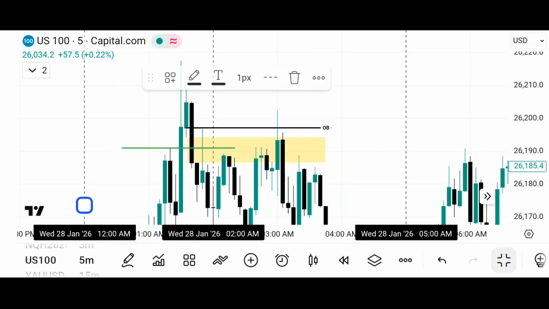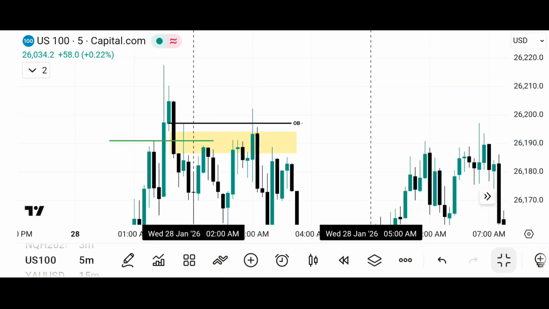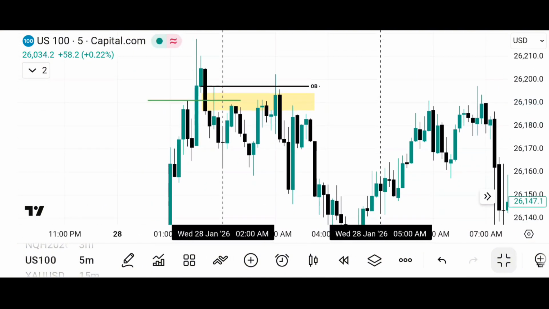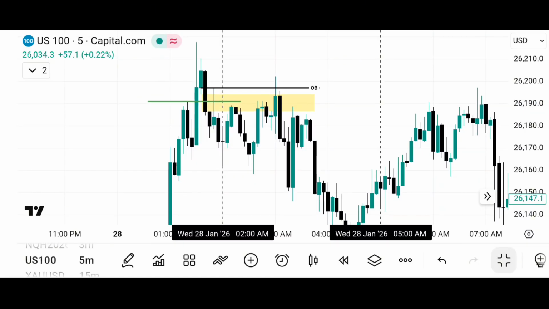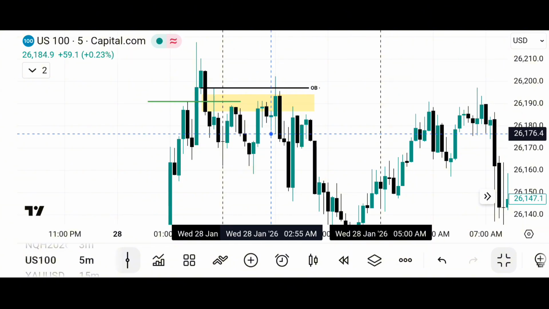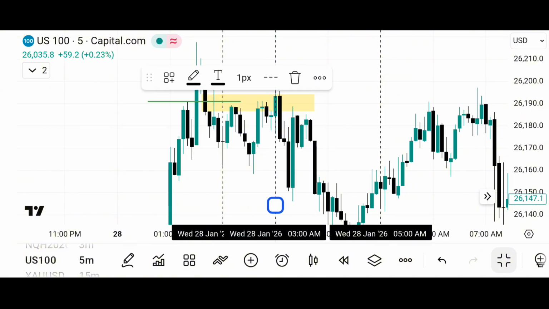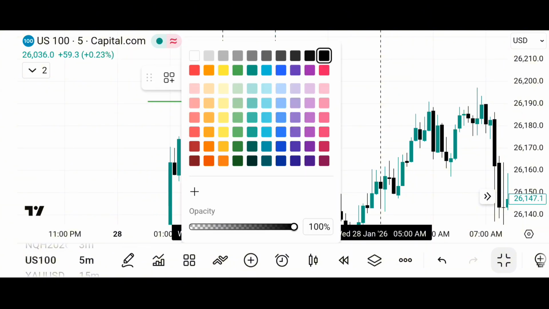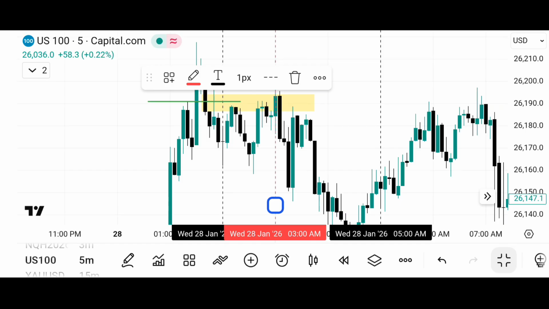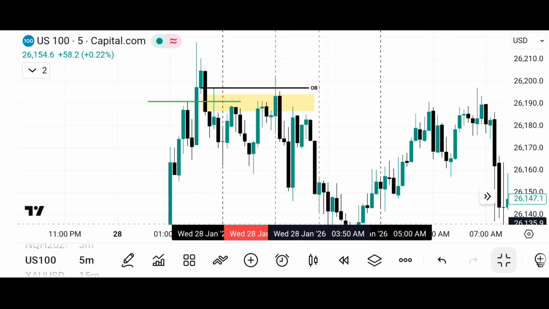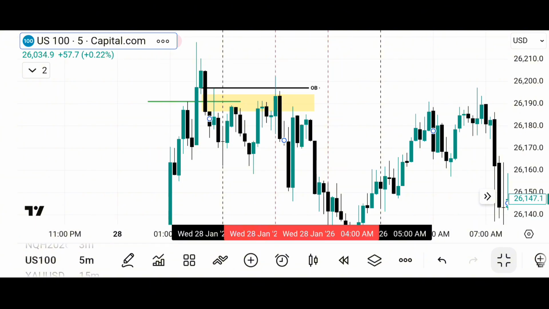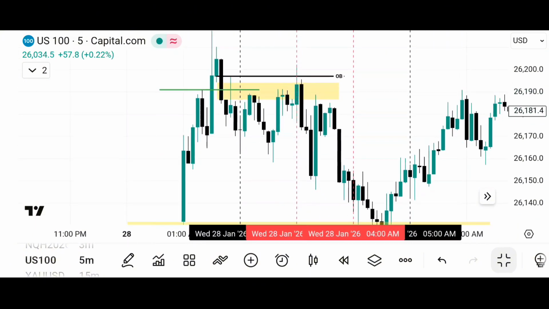So what's the London silver bullet time window? The London silver bullet time window is 3 a.m. to 4 a.m. Let's mark it out. It's 3 a.m., and make this red. Then this is 4 a.m.